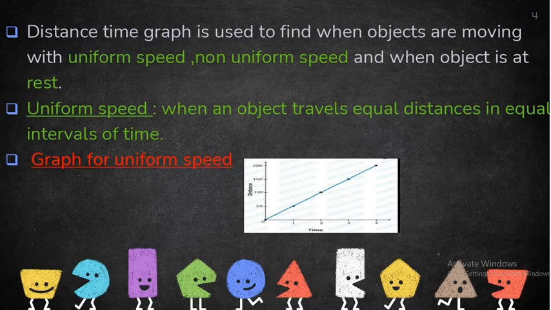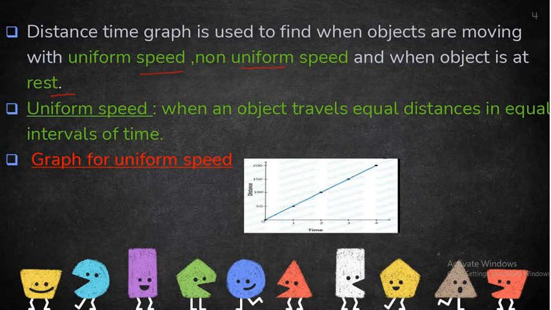Next, distance time graph. As I told before, the distance time graph is mainly used for plotting the speed, right? What kind of speeds can you plot? Uniform speed, non-uniform speed, as well as when the object is said to be at rest. When the object is not changing its position with respect to time, then we say that object is at rest. And for that object also we can draw the distance time graph.